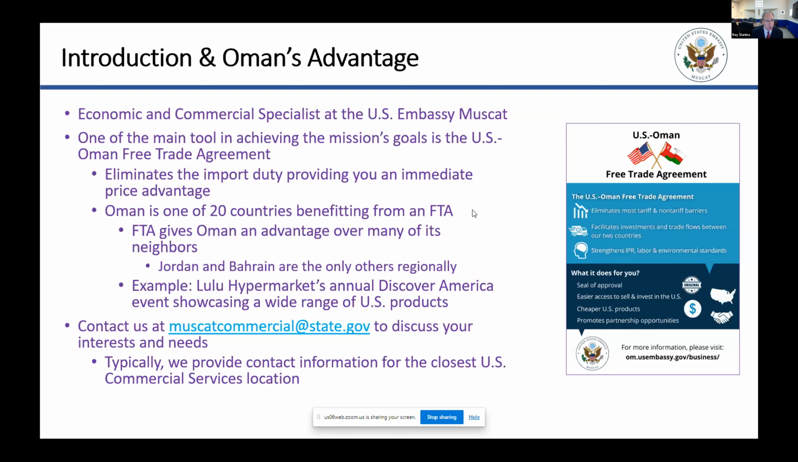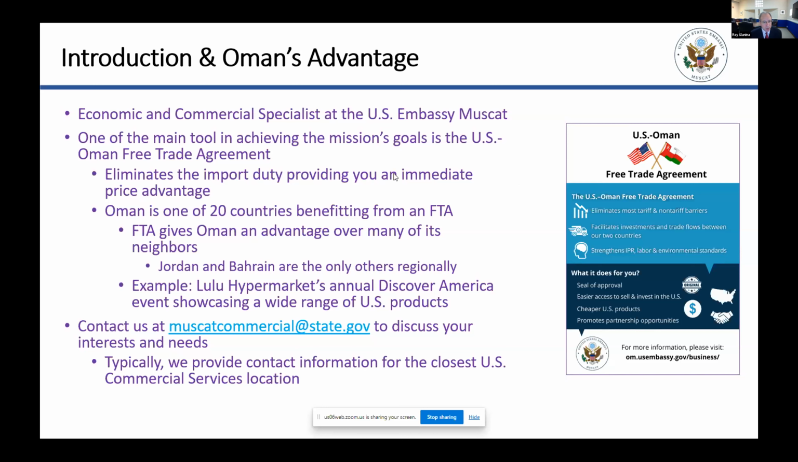This was already mentioned, but Jordan and Bahrain are the only other two in this region that have a free trade agreement, so that can give you advantages over the UAE or the Saudi Arabias. The free trade agreement, it's used all the time. Just an example, since everyone shops at grocery stores.